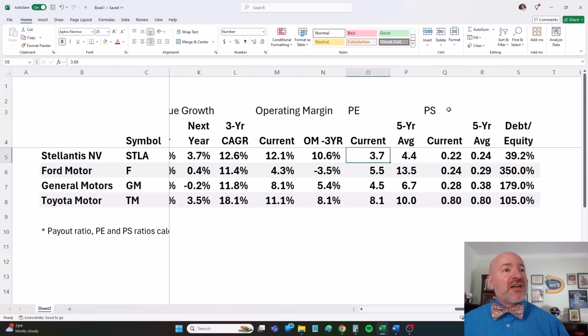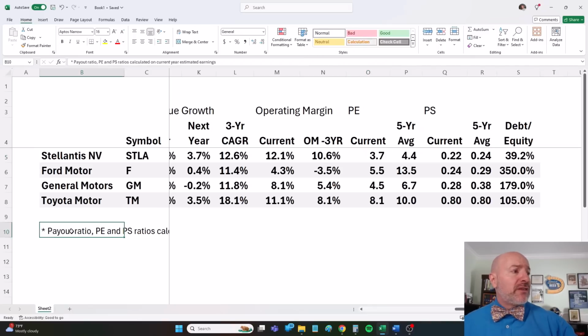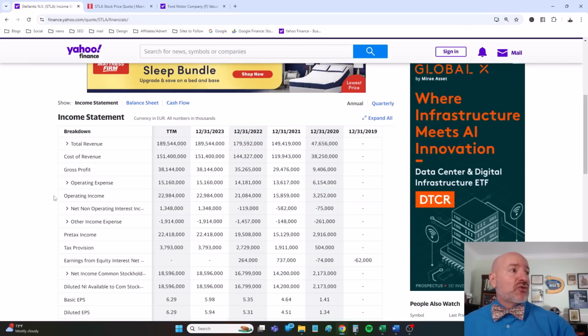Now for the price to earnings and price to sales, two valuation metrics, right? If you think about what it actually says, it's the stock price to its earnings, to its income, or the stock price to its sales. This is what investors are paying for every dollar in earnings or for every dollar in sales. If we look here, we've got a 3.7 PE for Stellantis. And again, I took this with the current year's numbers. What you're going to see with PE on most websites is a trailing PE.